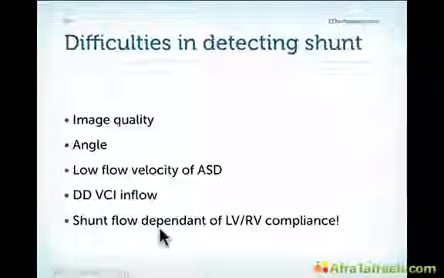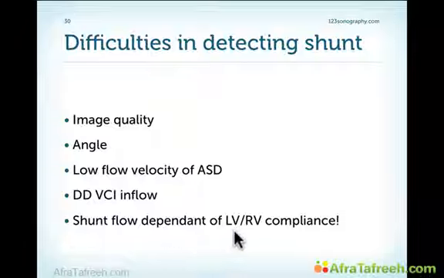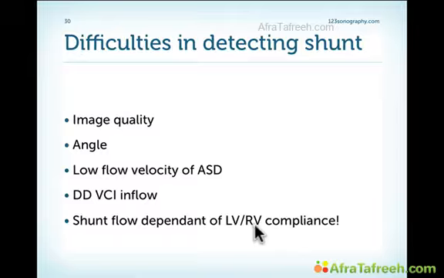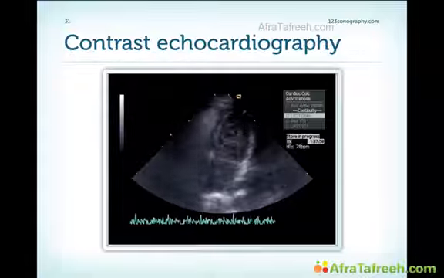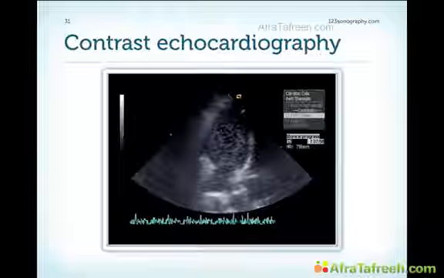As mentioned before, shunt flow is dependent on the relation of LV to RV compliance. In a patient with reduced RV compliance, for example in pulmonary stenosis, there may, despite a large atrial septal defect, be no shunt, and in this case, of course, we will have difficulties detecting the ASD just by color flow imaging. Now, how about contrast echocardiography?